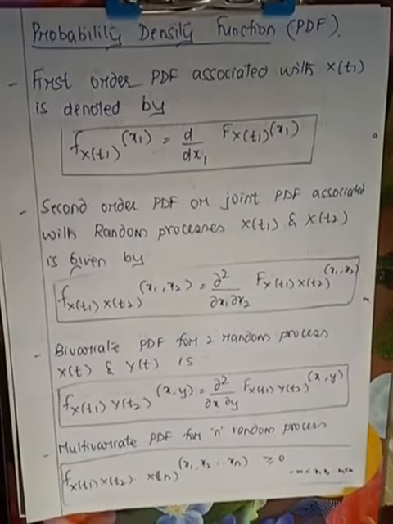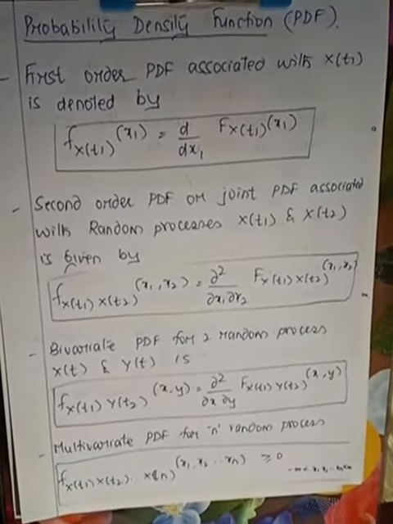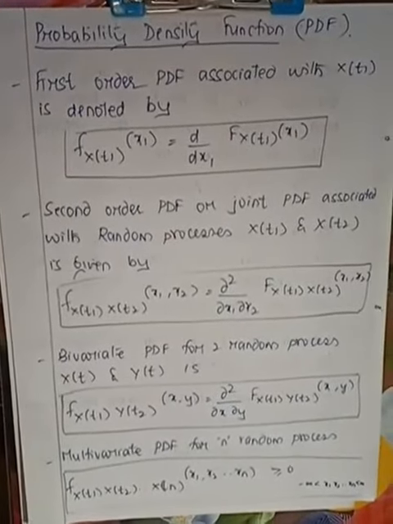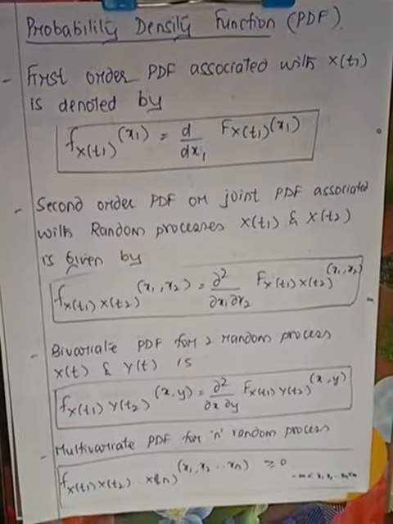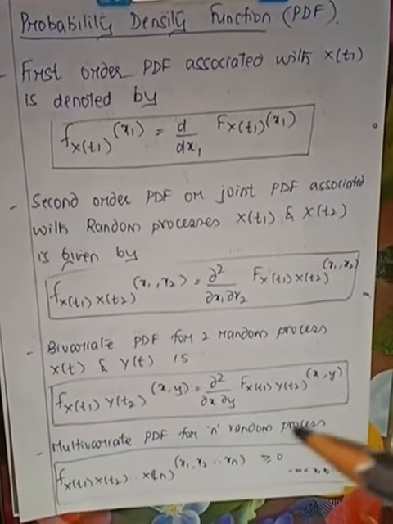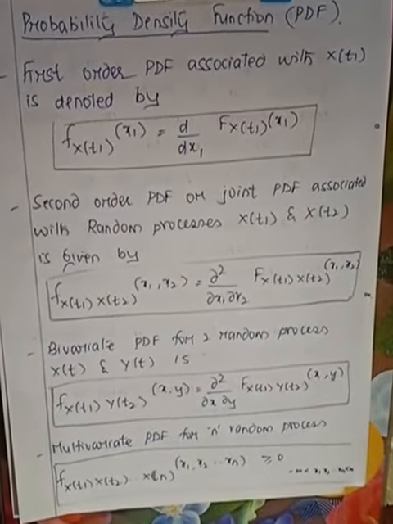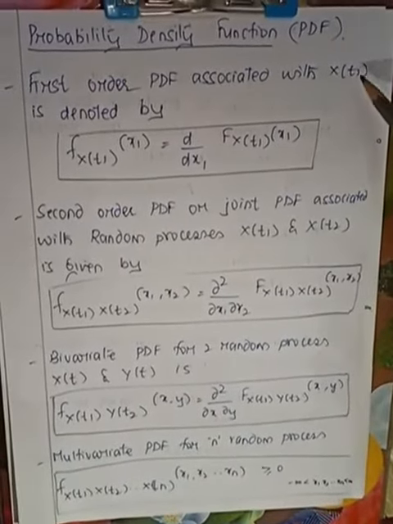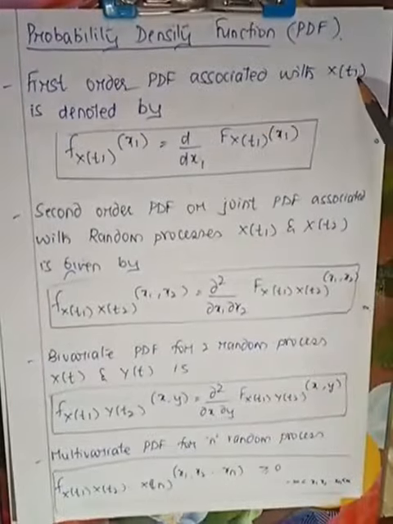Next topic is probability density function, PDF. As we saw the properties of PDF and CDF in the previous modules, here also we'll be discussing PDF for the random process. Now here, the first order PDF is associated with X of t, where X of t is a random process.